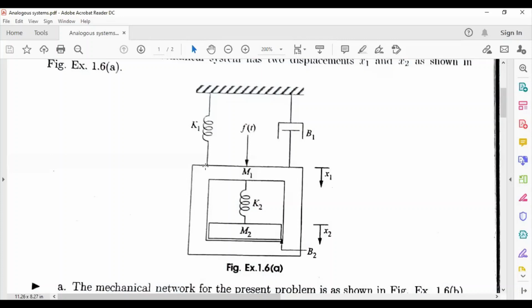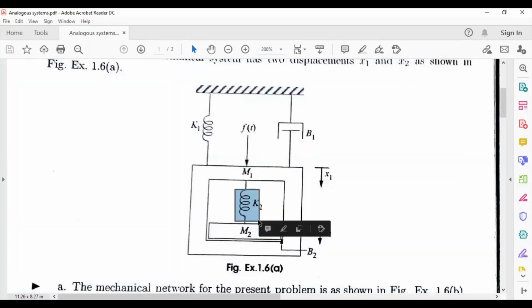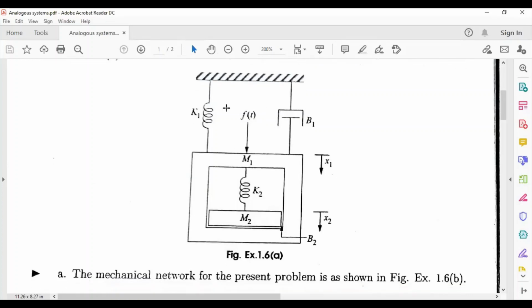So to simplify, we will consider M1 like this and M2 as it is, and one spring K2 like this, and another B2 we will draw parallel to this. So those who want can note down this diagram. It will be helpful in finding the transfer function. Okay, but we will not be solving it right now. I will give this as a practice numerical and I will give its solution also later. So as of now, just think about this diagram and how to convert this to the force voltage equivalent diagram.